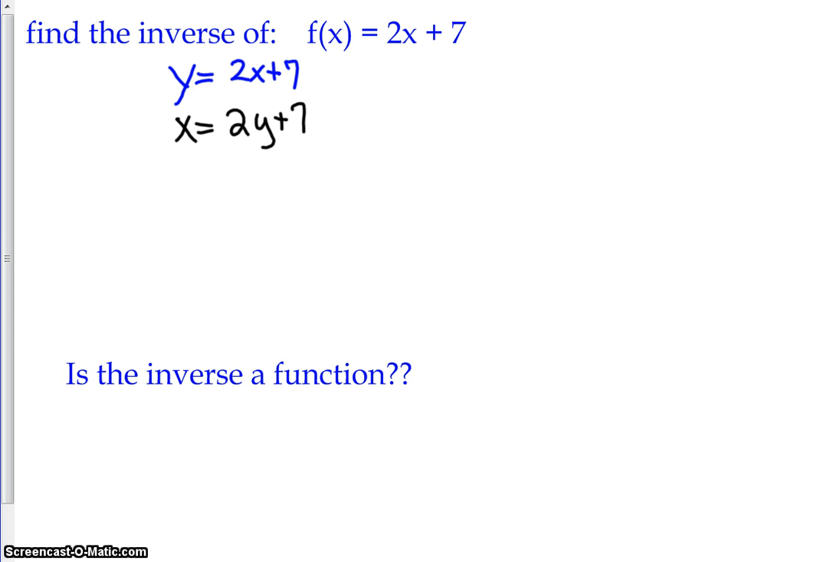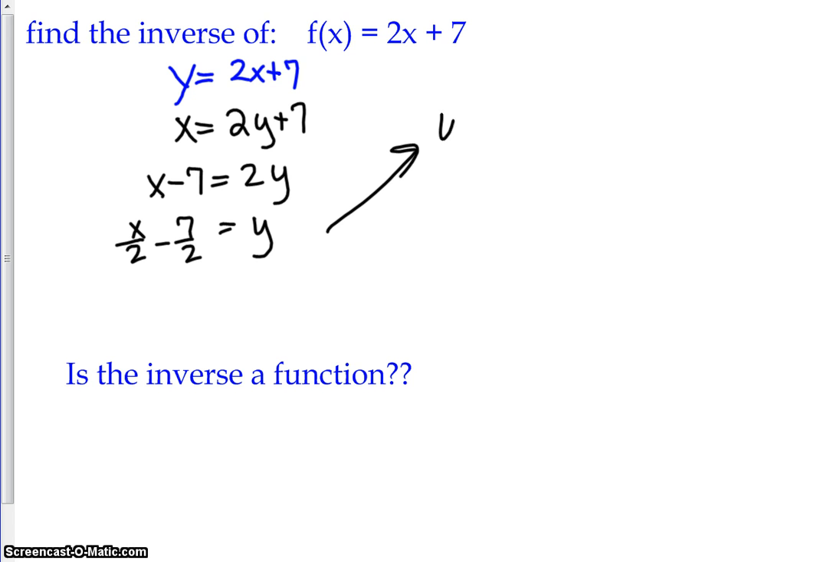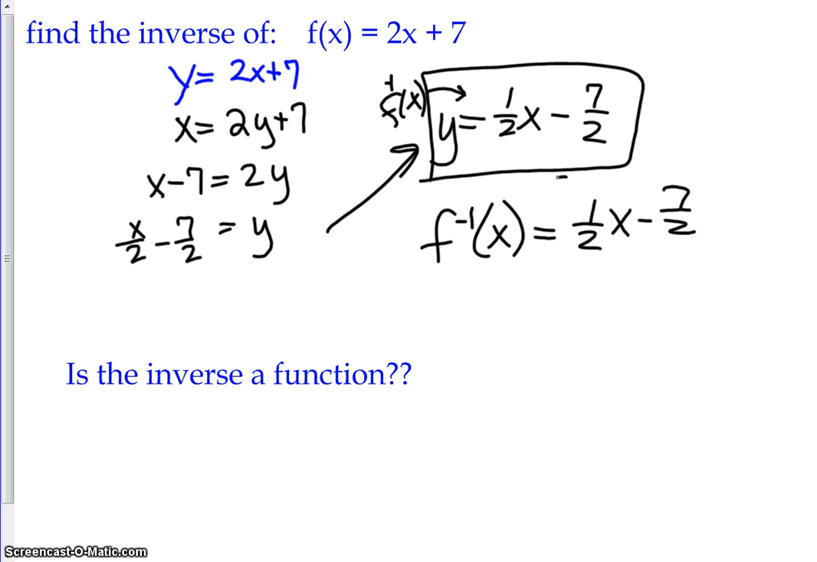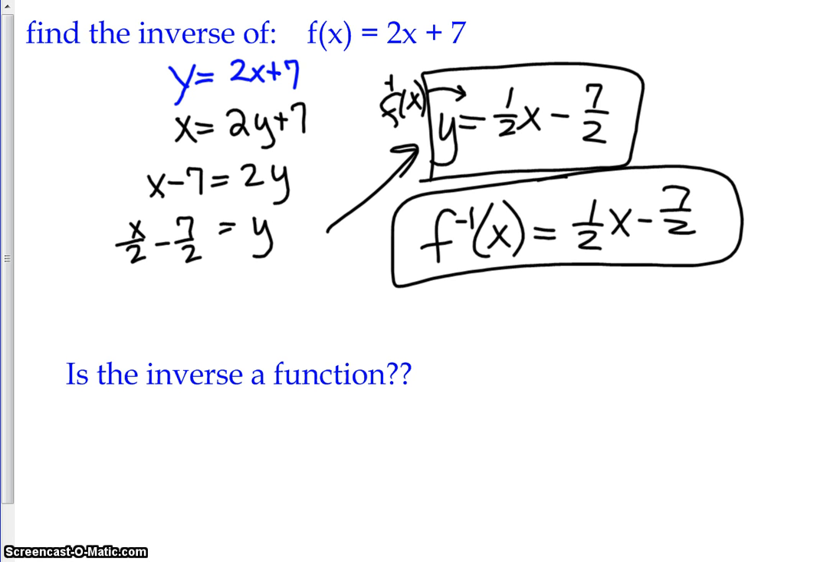Next step is to solve for y. So I'd probably subtract 7 from both sides. Now divide by 2. So then my y equals, I'm going to call it 1/2 x minus 7 over 2. That is the inverse. So that would be my f inverse of x. f inverse of x is this. Let's maybe write it a little better here. We could have also used, for 7/2, I could have put 3.5.